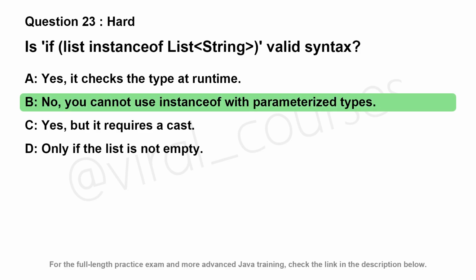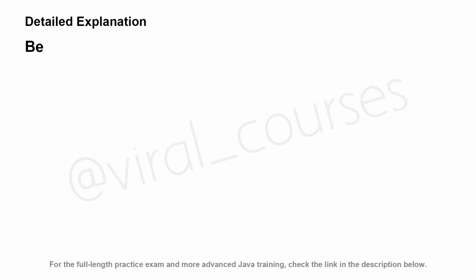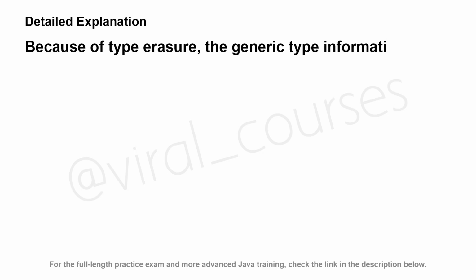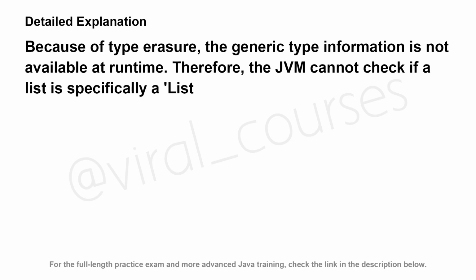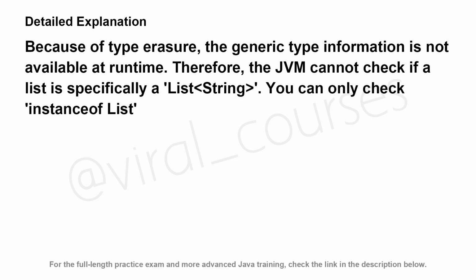The correct answer is B. Because of type erasure, the generic type information is not available at runtime. Therefore, the JVM cannot check if a list is specifically a List<String>. You can only check instanceof List or instanceof List<?>.